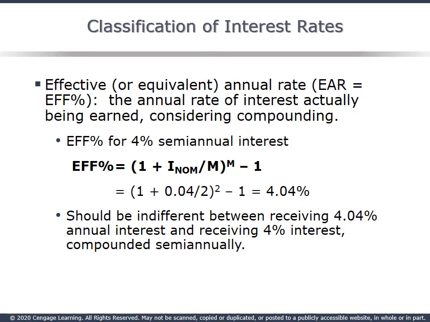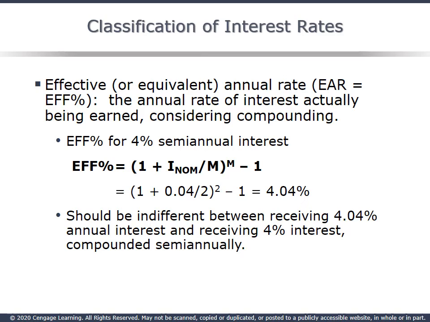So if we have a 4% investment where the interest is compounded semi-annually, we're really earning a little bit more than 4%. That stated rate or nominal rate of 4% doesn't take into consideration the compounding. After you do take that into consideration, you've calculated the effective rate. So once we plug this information into our formula, the effective rate of 4% with semi-annual compounding is 4.04%.